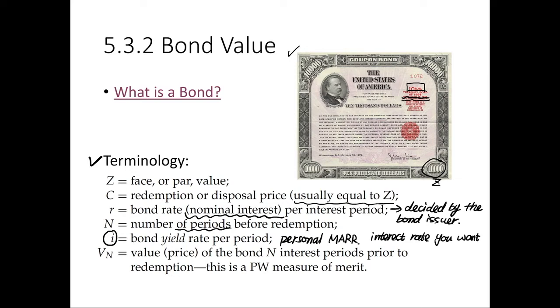And the last term is VN. That is the value of the bond and interest periods prior to redemption. So the VN is also something you can see as the price you want to pay. So imagine for the face value of 10,000 coupon, the less you pay, the more you can get. Does it make sense? You always want to pay less, right? So the chance for you to earn a lot is higher. So you want to pay less, but there is a maximum line, okay?